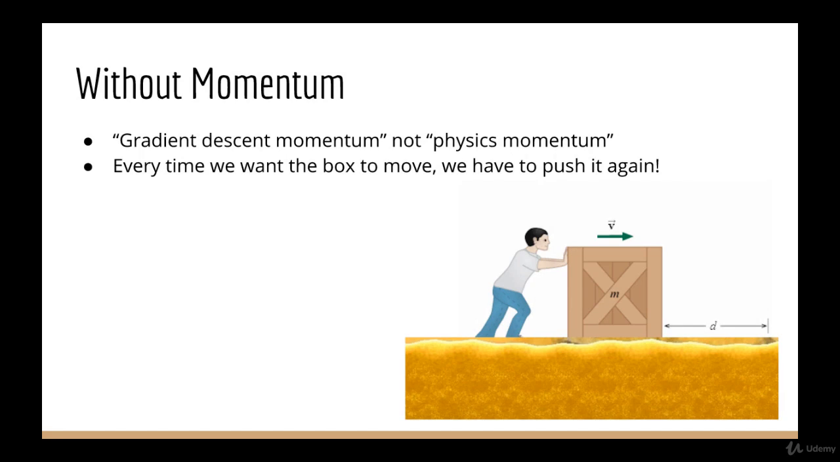To continue with this analogy, let's try to think of a situation without momentum. Now keep in mind, I'm talking about gradient descent momentum here, not physics momentum, since the definition of momentum in physics is a little different. So imagine now that instead of ice, you're trying to push a box in sand. Now you can imagine that this is going to be very difficult because sand has lots of friction. If you push a box in sand, it's going to go as far as you push it and no more. If you want the box to move again, you have to push it again. That's like gradient descent without momentum. Each time if we want to move, there has to be a gradient so that we can move in the direction of the gradient.